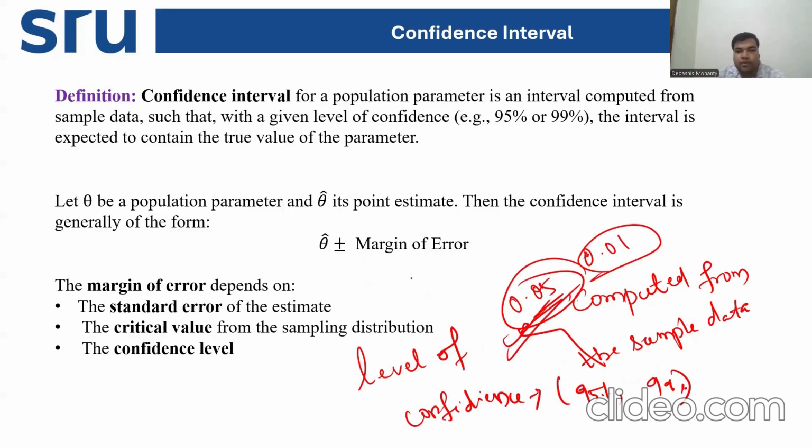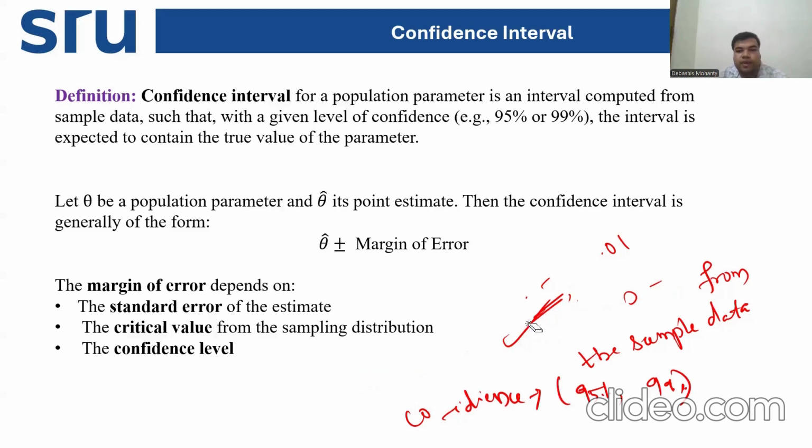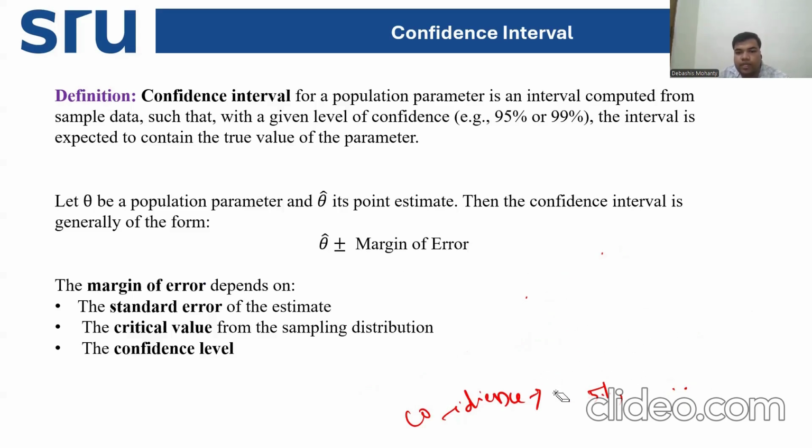So here we can see, students, that theta is the population parameter, and theta cap is the point estimate. The confidence interval is generally of the form theta cap plus or minus the margin of error.